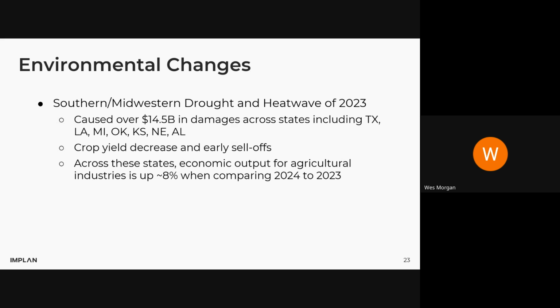Louisiana in particular saw the greatest coverage of exceptional drought, to which 74.2% of the state was subjected in November of 2023. So as a result, we would expect to see changes to our agricultural industries due to decreases in crop yields and early sell-offs. And indeed, our 2024 data shows an 8% increase in output across all agricultural industries for 2024, meaning that those industries did recover some from one year to the next.